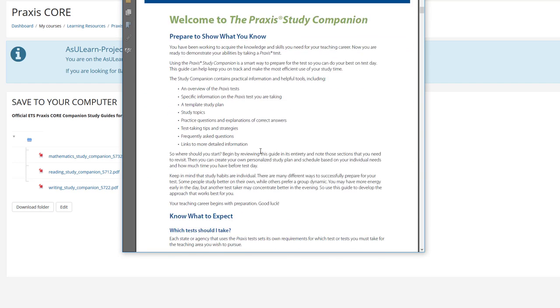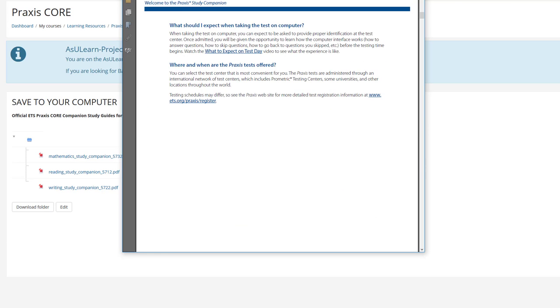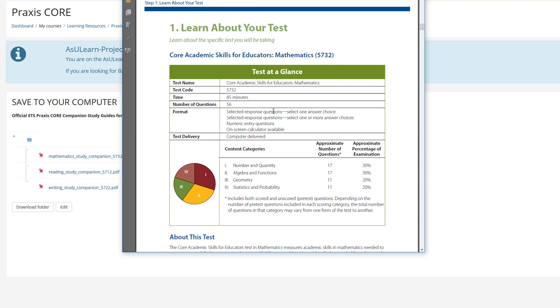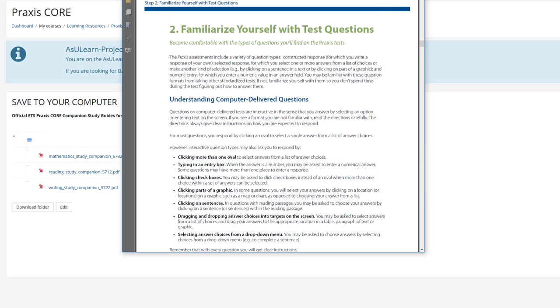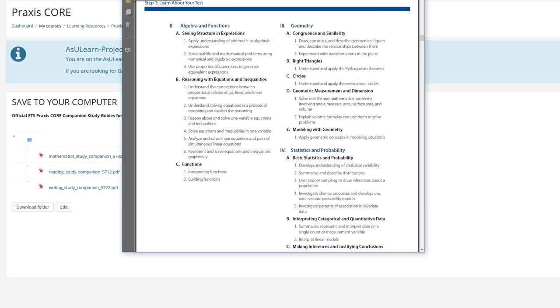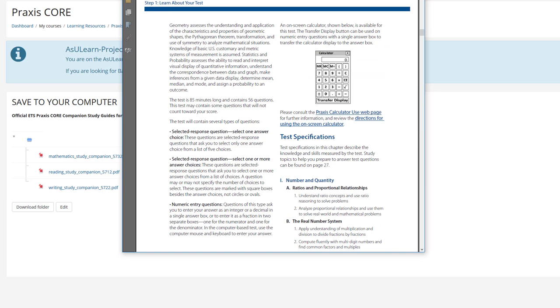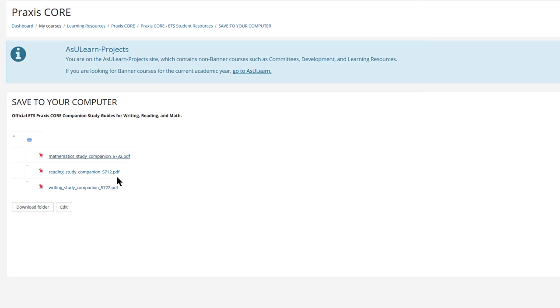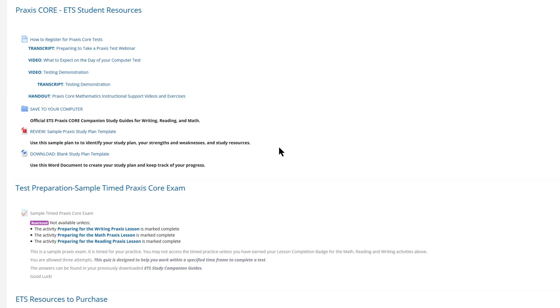You can go through and actually see what's on the test. This is the math. There are sample questions. They give you information on what's on the test and what you need to take the test. I highly recommend that you download these 3 and save them to your computer. All right, let's go to the next section.